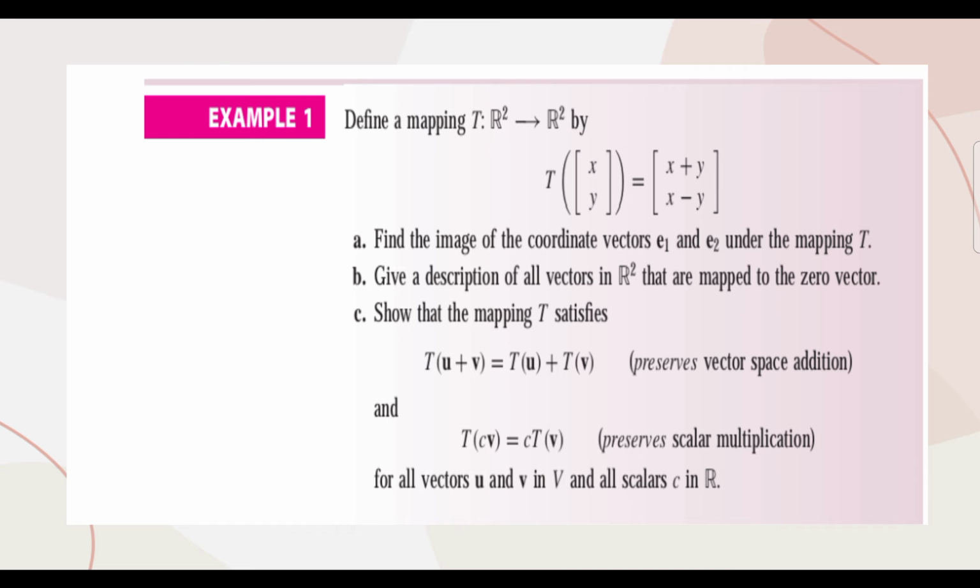Then give a description of all vectors in R squared that are mapped to the zero vector, and letter C, show that the mapping T satisfies T of (u plus v) is equal to T of u plus T of v, and T of (cv) is equal to c T of v. So it preserves scalar multiplication, for all vectors u and v in V and all scalars c in R.